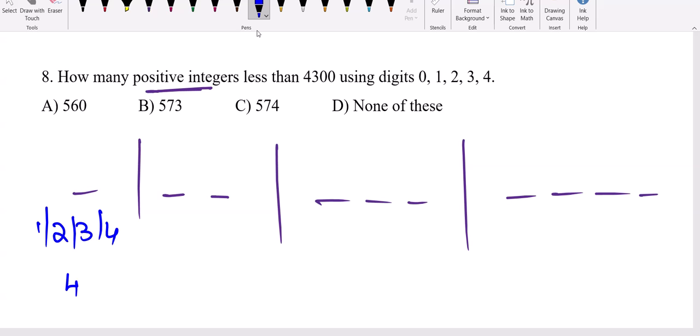Options are very close. 573 is there. 574 also there. Here 4, not 5. 0 is not allowed. That's why I'm asking that question. Positive integer starts from where? Right. Now, two-digit numbers, how many can be formed using this?